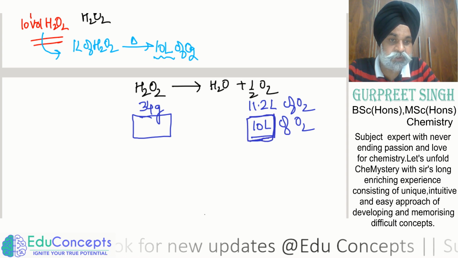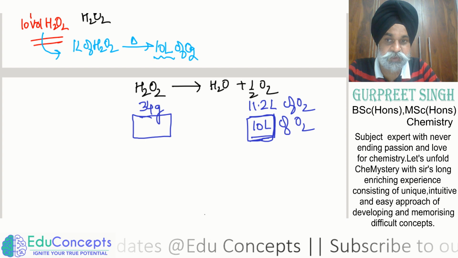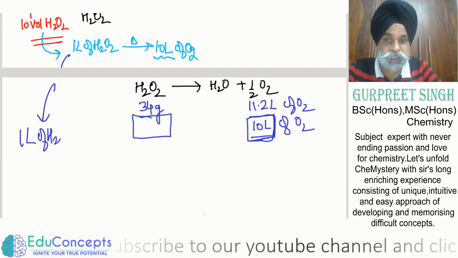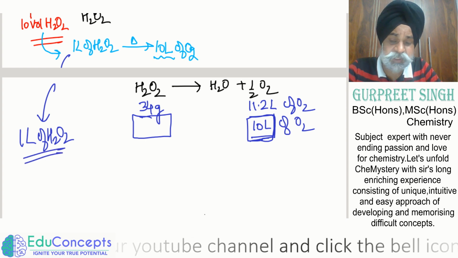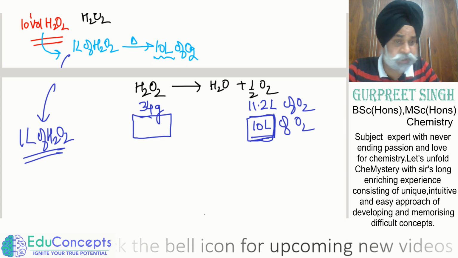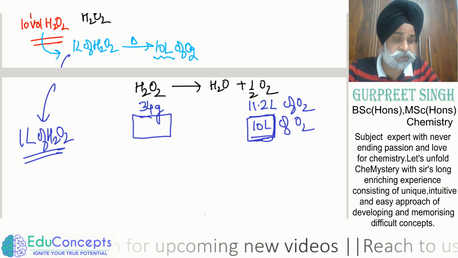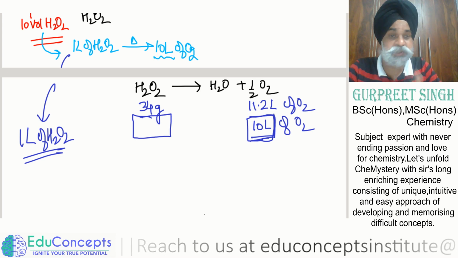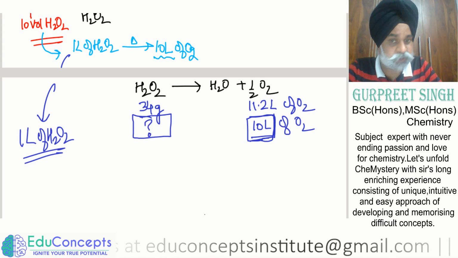this 10 liter of oxygen which is being produced, it is produced from 1 liter of H2O2. So as simple as that, कि 1 लीटर H2O2 से हमें 10 लीटर ऑक्सीजन प्रोड्यूस करनी है. उस 10 लीटर ऑक्सीजन प्रोड्यूस करने के लिए उसके 1 लीटर में कितने H2O2 ग्राम्स में पड़ा है. So this we want to find out.